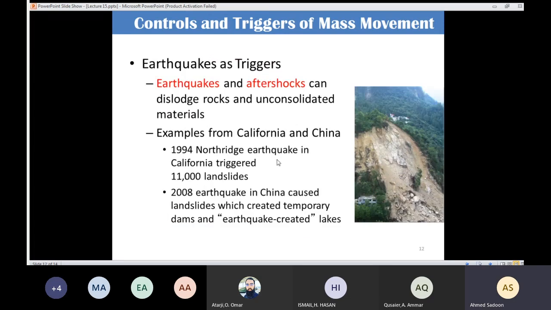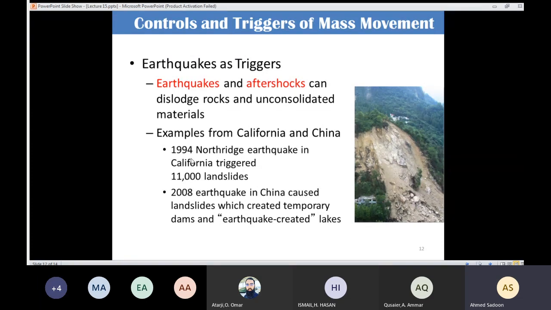The last trigger is the earthquake. If you have an earthquake or aftershocks, that can dislodge rocks and unconsolidated materials. So if I have a slope which is stable, but unfortunately an earthquake happens at that place, then that will trigger the movement of the rock and the material. And as a result, I'm going to witness mass movement.